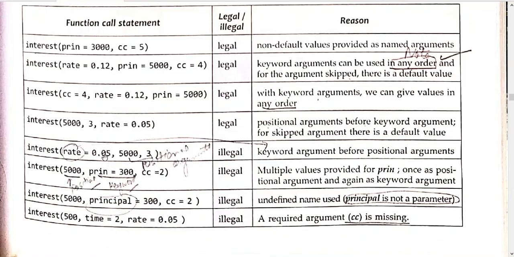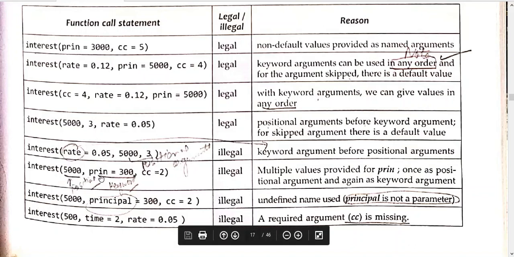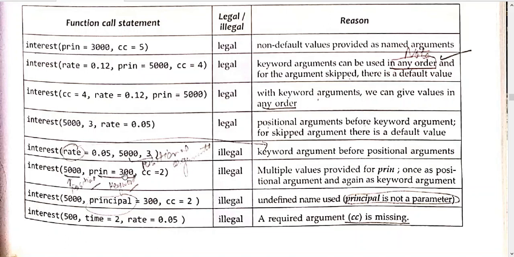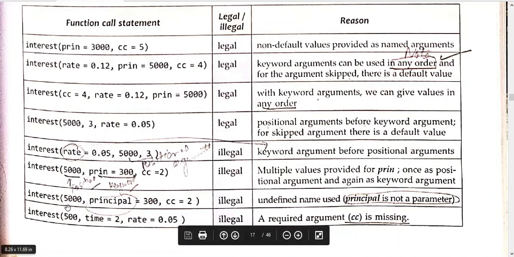Now rate you are specifying first, so it will be illegal. Why? Because the positional argument should come first. So 5000 comma 3, then if you are giving rate, then it is okay. This is wrong actually, so it will be illegal. Okay, this is okay. Again, see, principal value, already you have given 5000, again you are giving another declaration, so multiple declarations are not allowed. This will go wrong, this is illegal. This will go in principal, again principal you are giving, wrong, illegal.